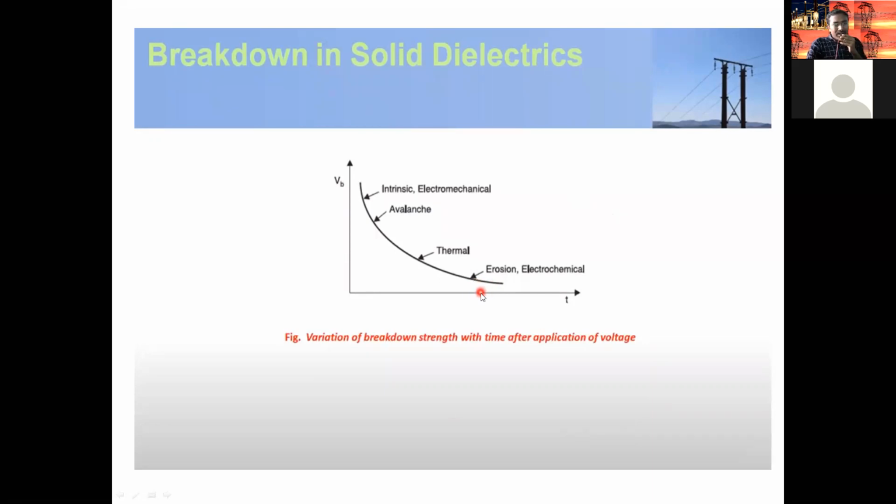So the time required for the breakdown of insulating materials is more when the insulating material is subject to erosion or electrochemical breakdown, but a smaller amount of voltage is required to break down the insulating material. This requires more time. Intrinsic or electromechanical breakdown may take only a few microseconds or minutes. Thermal breakdown takes a few days or few months. Erosion or electrochemical breakdown may take years. Like that, the time is changing, and the breakdown voltage is also changing.